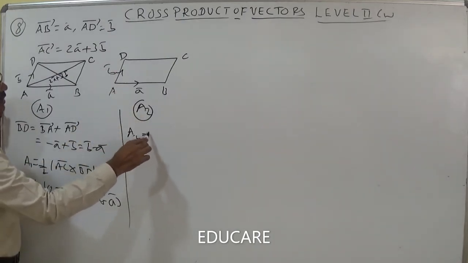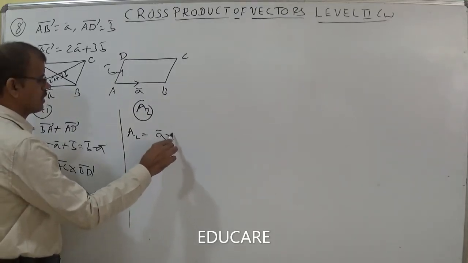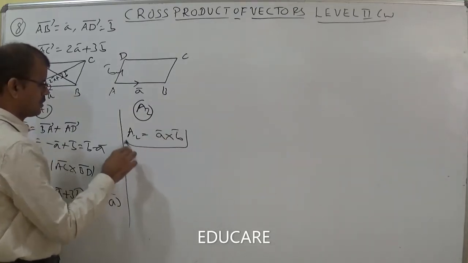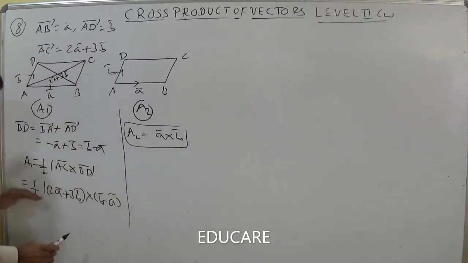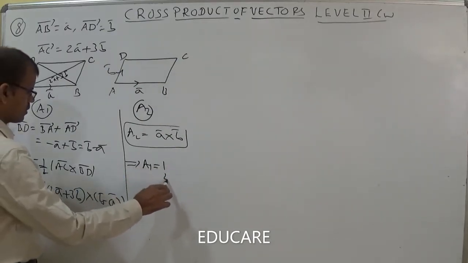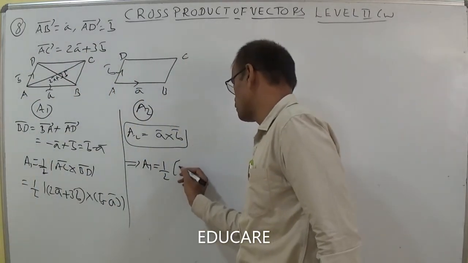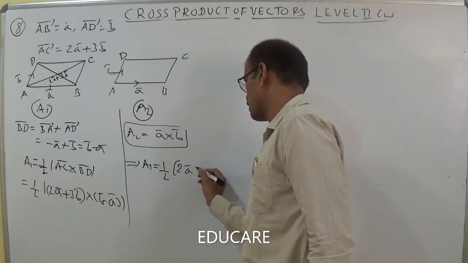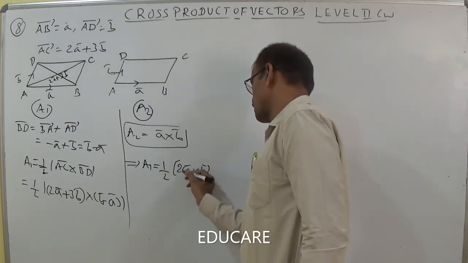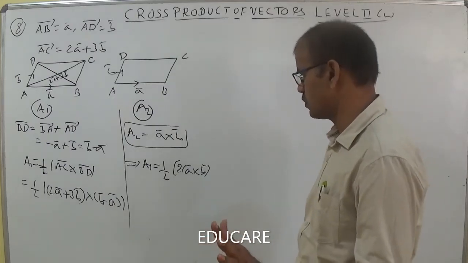Simply, the area of a parallelogram having adjacent sides A bar and B bar is given by the formula A bar cross B bar, so no need to calculate here. You should get the answer A1 in terms of A2. That implies A1 is 1 by 2 into 2A cross B, 2 into A cross B, minus A cross A, don't write, B cross B also no need to write.